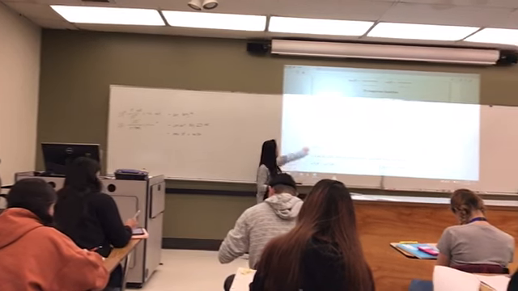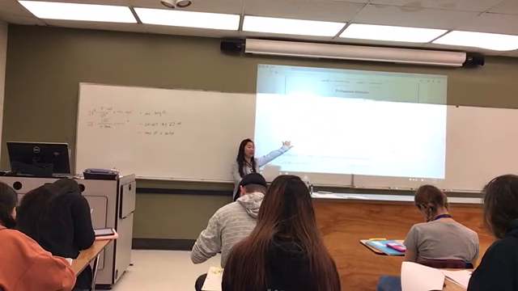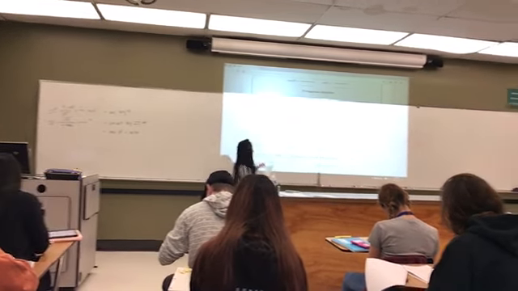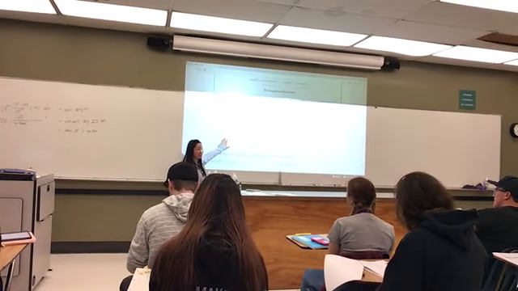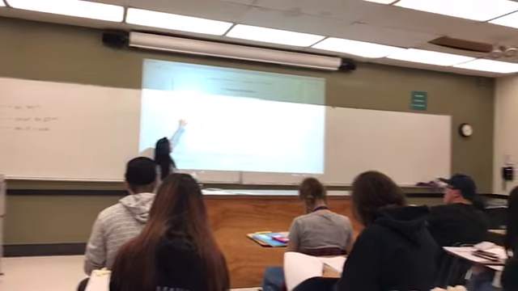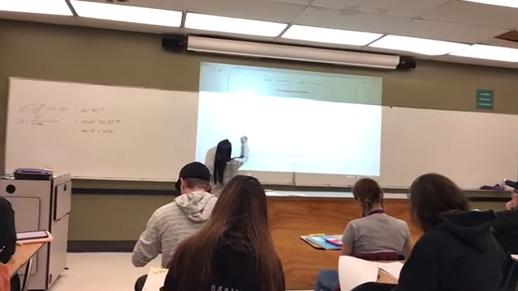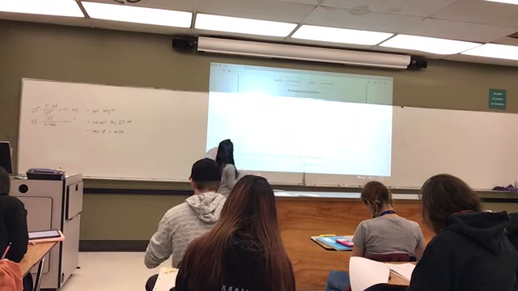Did anyone have a chance to figure out what cosecant in here equals to? Yeah? Three. How did you get three? Reciprocal of sine. Right, thank you. So in here, the reciprocal of cosecant would be sine. We have 1/3, so the reciprocal of it would be 3/1, which is 3.